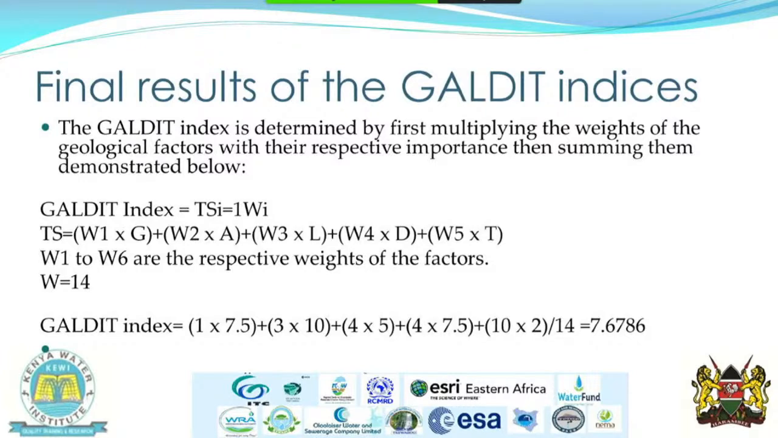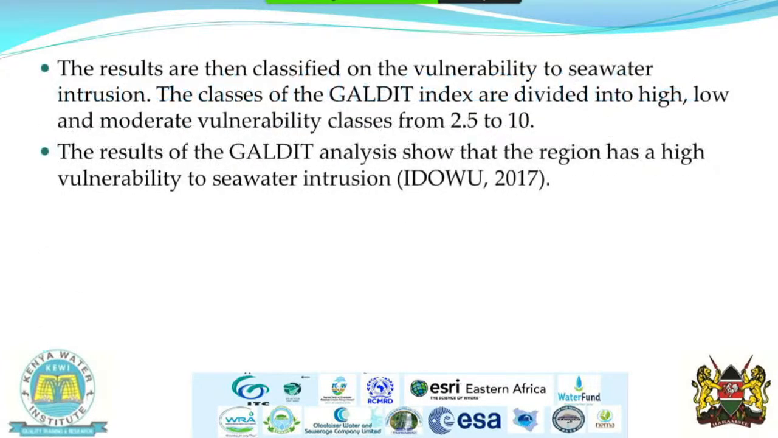Then the final results: we have a formula where we multiply the weight of each parameter by the importance rating that was assigned. Then you add the total and divide by the total weights, which came to 14. The values of the various parameters have been multiplied and added respectively and divided by 14. We got a value of 7.68.